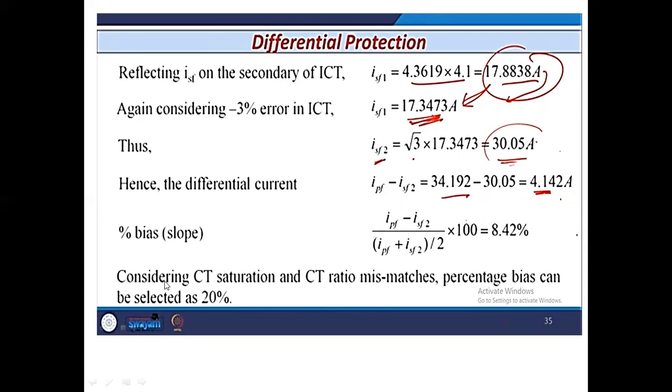So in this numerical we have applied differential protection to the transformer, and we have calculated the CT ratio and the ICT ratio, and how we can equalize the currents at the differential relay in magnitude as well as in phase. Okay. So we have discussed all this in this numerical. Thank you.